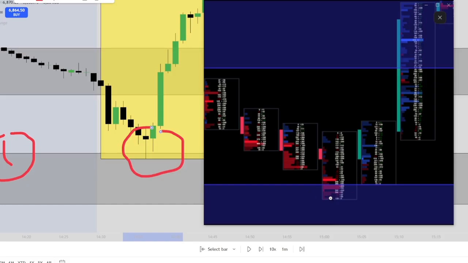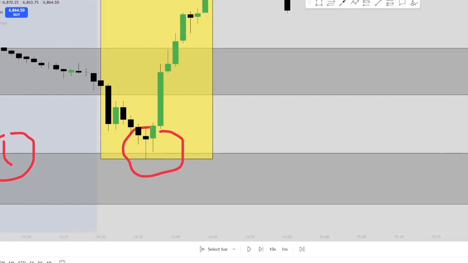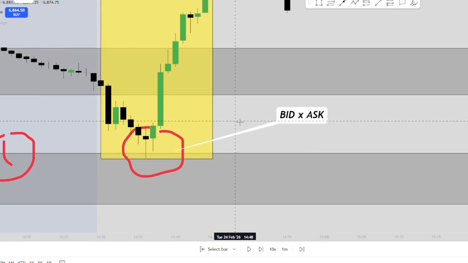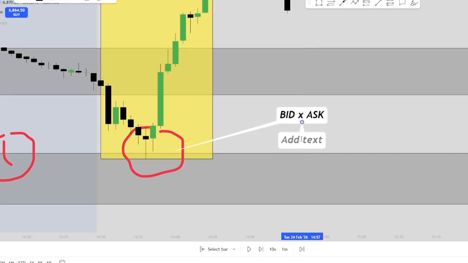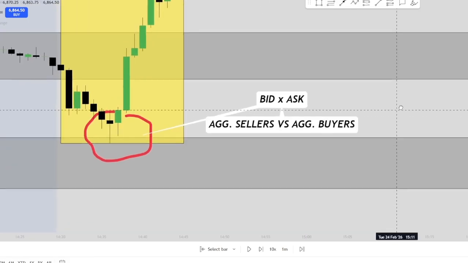Now, what is this, right? What does this actually represent, right? What does the footprint chart tell us? So now, when it comes to understanding footprint charts, we have the bid, right? And we have the ask. These are the only two numbers you need to understand. Now, when we look here specifically, we have the bid, which is actually aggressive sellers, versus aggressive buyers. This is what you're looking at with footprint charts.